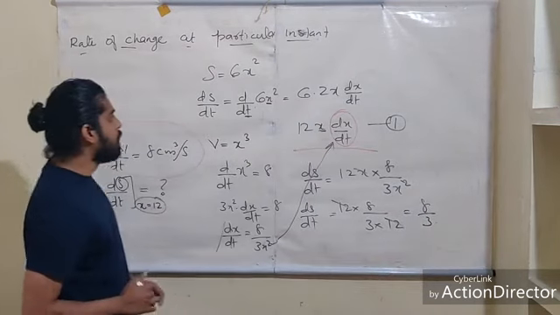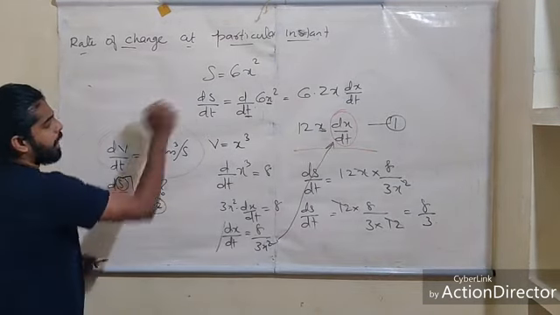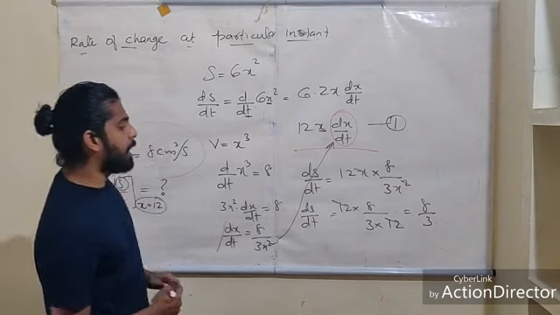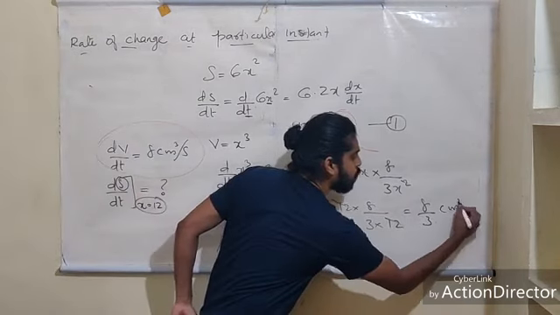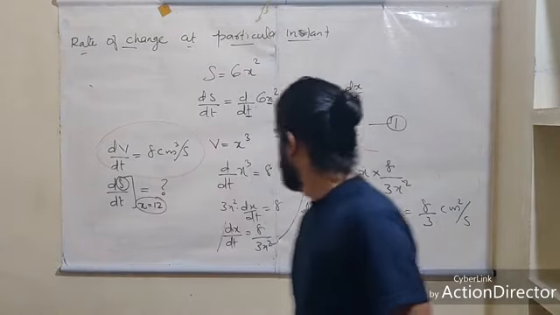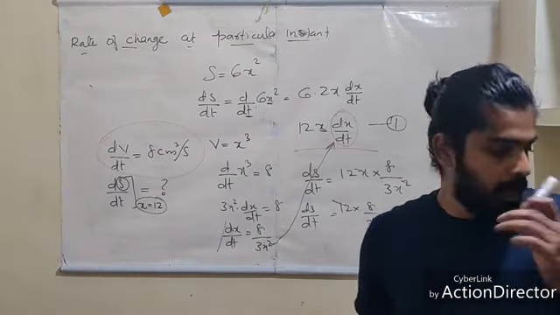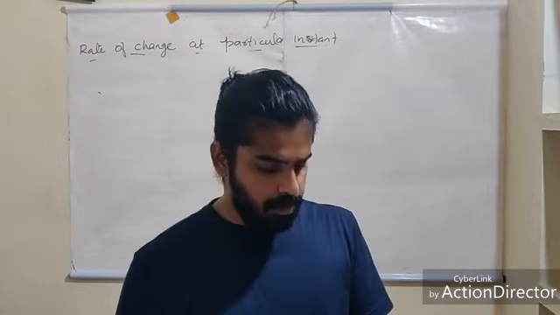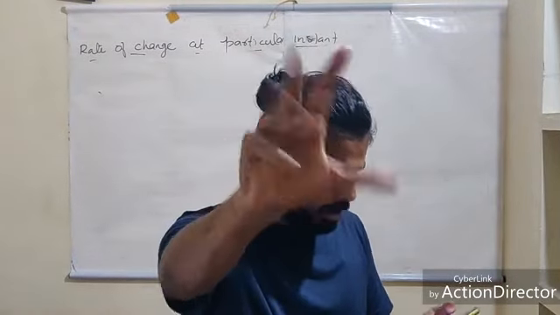And what will be the unit? The unit of ds by dt, the rate of change of surface area with respect to time, will be centimeter square for surface area and seconds for the time. Okay. Now let's move on to the next question. Now let's read the 5th question.